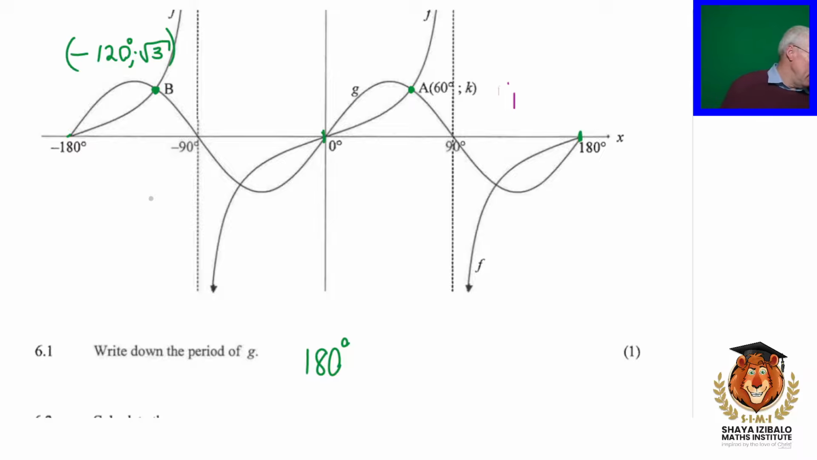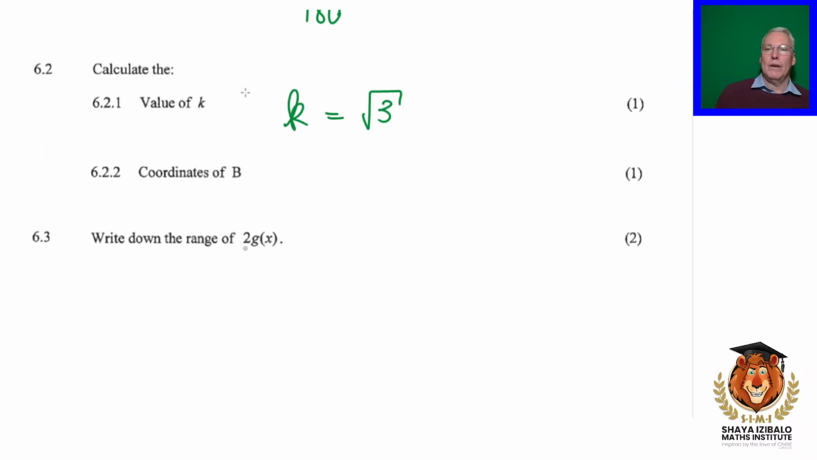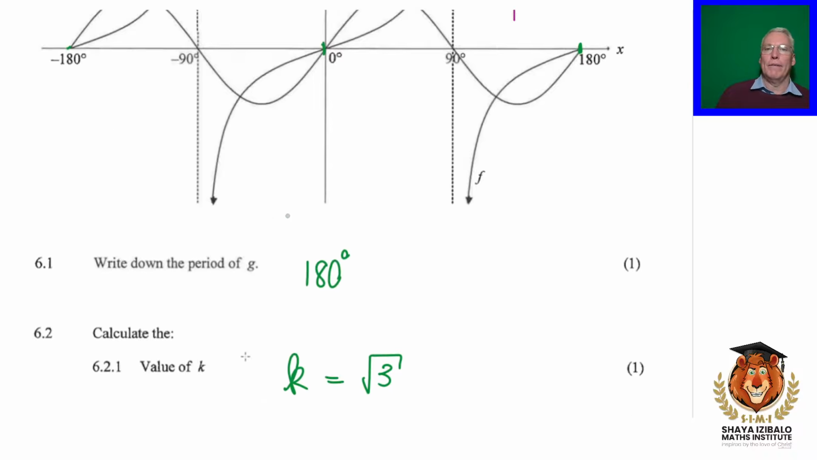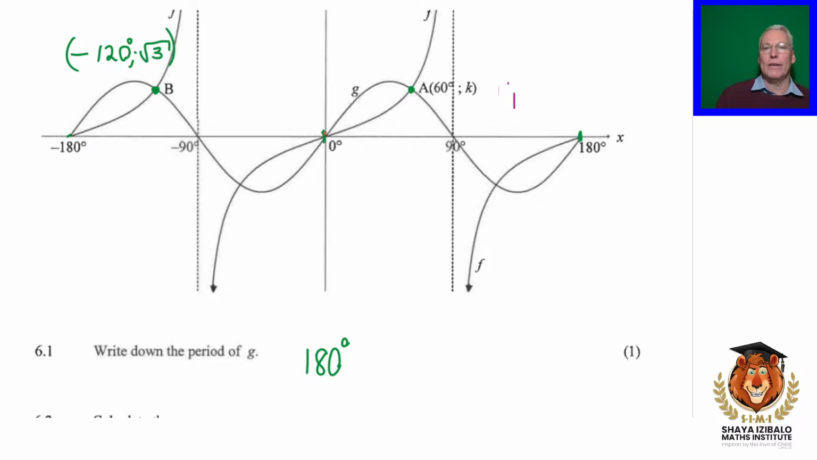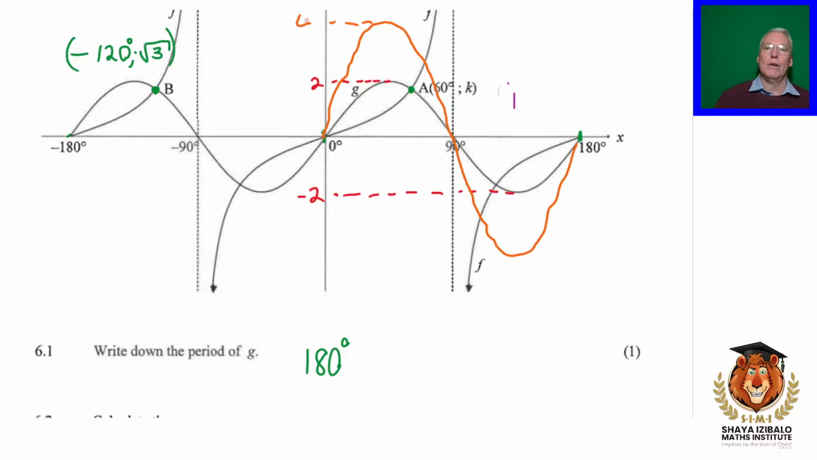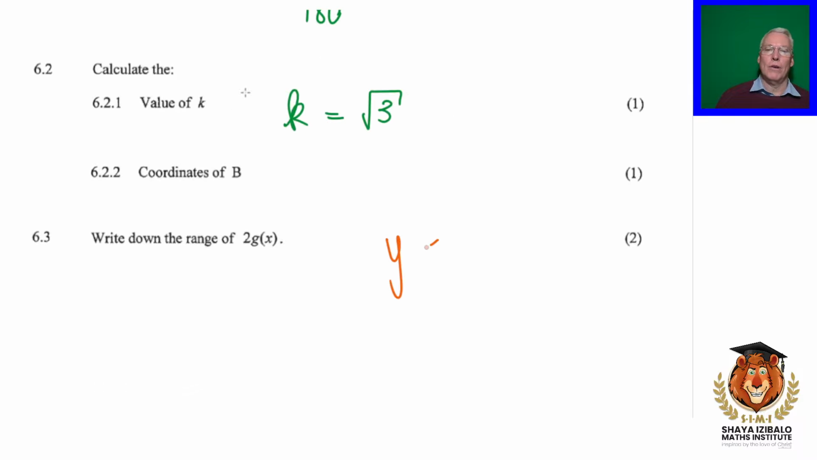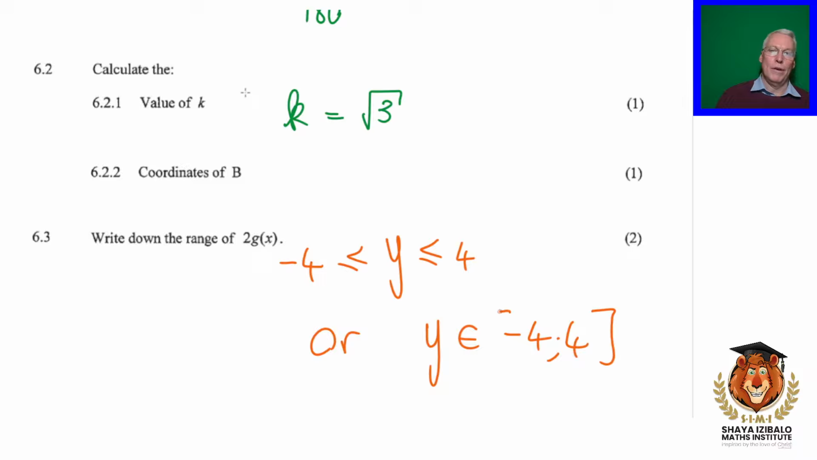Then we are asked for the range of twice g of x. Now remember what twice g of x is going to do. It's going to take g of x, and remember g of x is currently going up to 2, because there's already a 2 in front there, and down to -2. If we were to draw twice g of x, this graph would actually go up to 4 and down to -4. So our range would be -4 to 4. Remember, range is all about y values. Y less than or equal to 4, greater than or equal to -4. We could write it like this as well. Y is an element of -4 to 4, both with square brackets on.